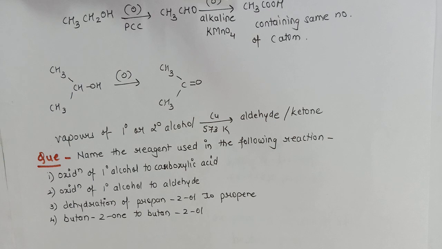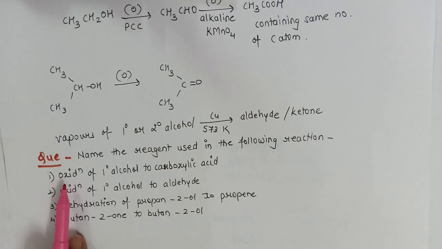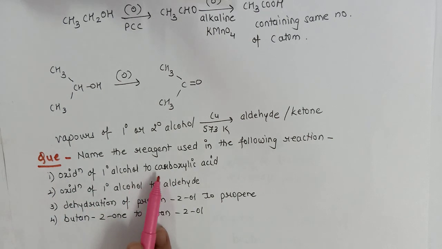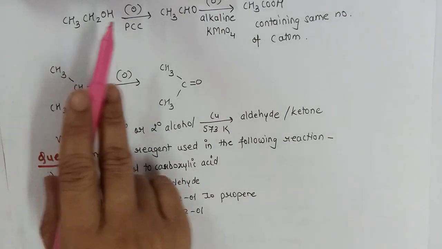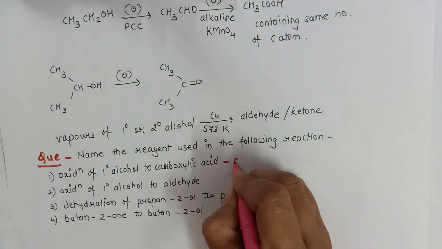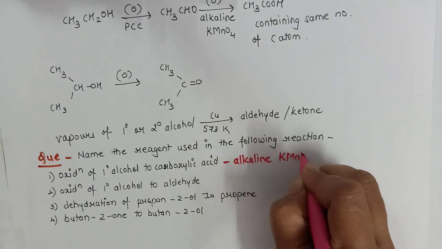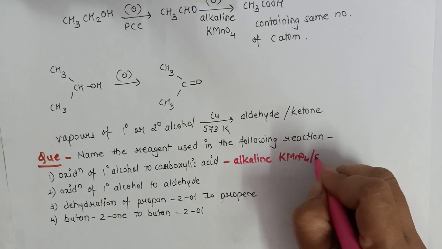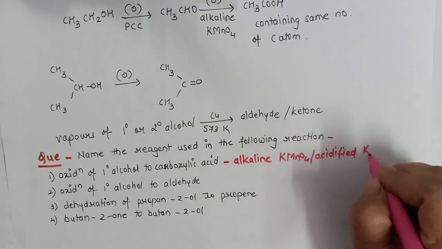Let us solve one question based on this. This is a famous pattern where we are supposed to identify the reagent used in a particular reaction. So here are certain examples. The first one, oxidation of 1 degree alcohol to carboxylic acid. Since we have to convert alcohol directly to acid, we will use a strong oxidizing agent like either alkaline KMnO4 or acidified potassium dichromate.